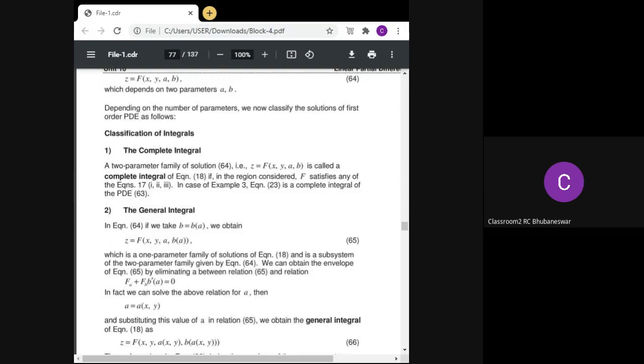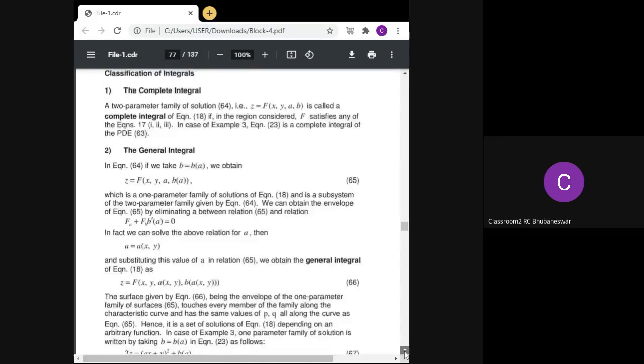So here we have z equals F(x, y, a, b), which is called a complete integral of equation number 18. That means if that particular two-parameter family of surfaces satisfies the partial differential equation, then you can say it must be a solution, and it is known as the complete solution to the partial differential equation because it contains two parameters a and b.